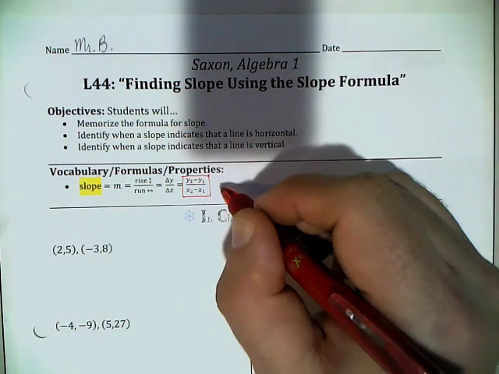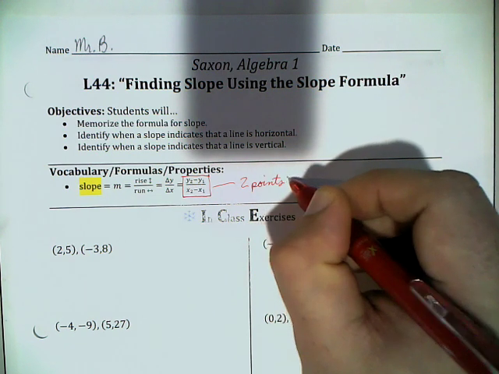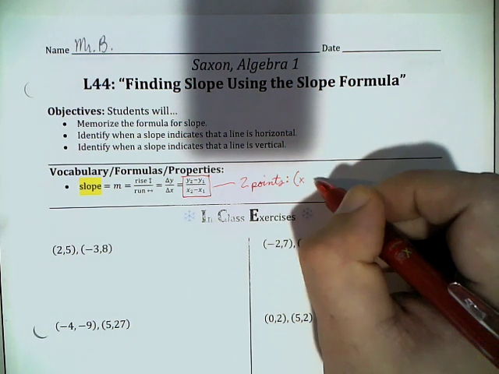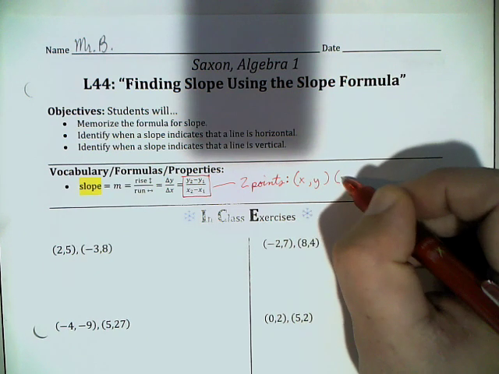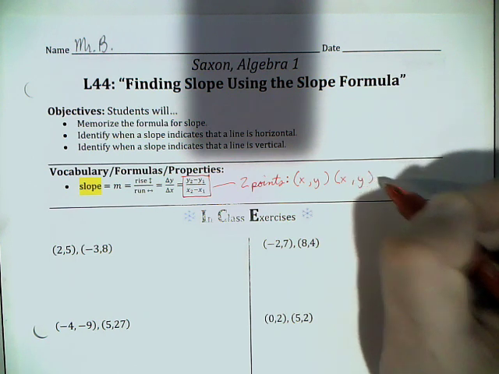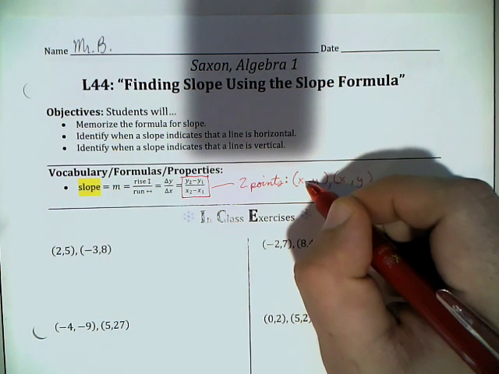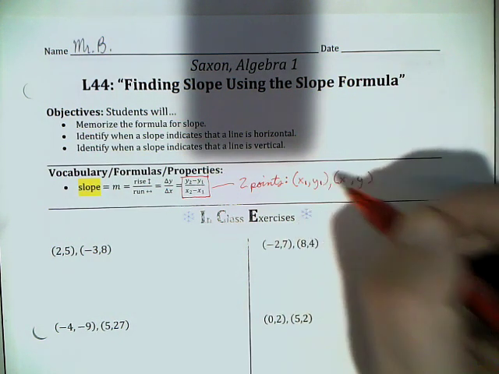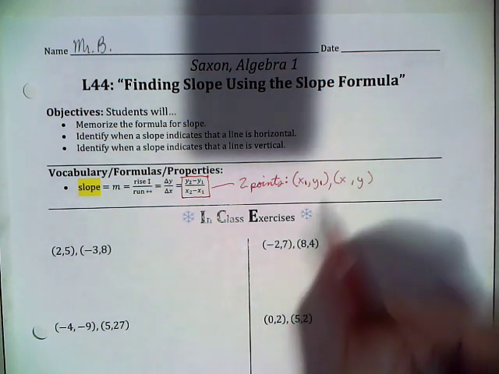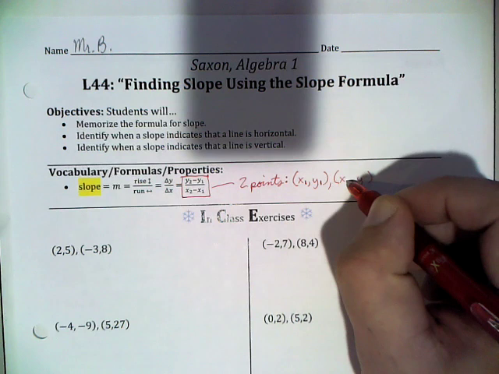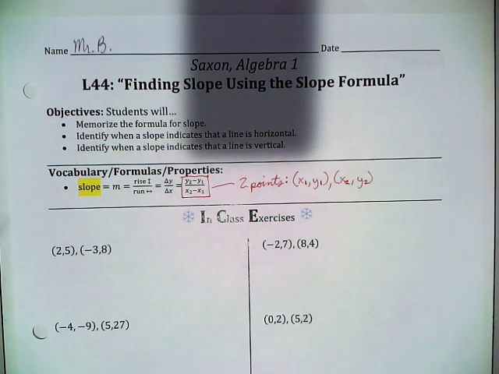And what this is referring to is 2 points. One point has an x and a y value. The other has an x and a y value. And what we do is we give one point the subscript 1 to label it as the first point. So this is my first point. The other one, we give the subscript 2 to label it as the second point.